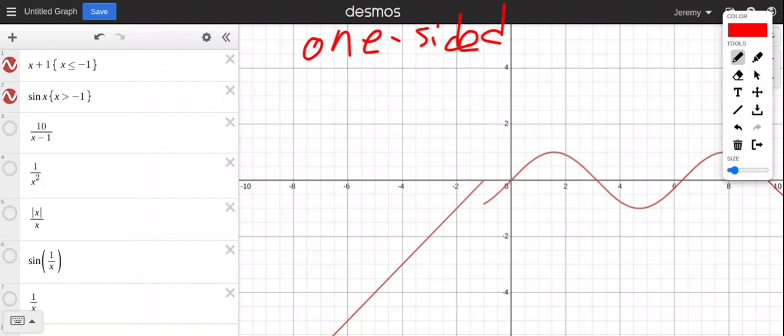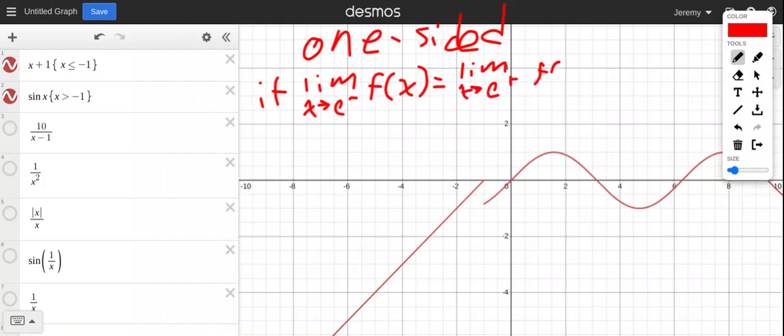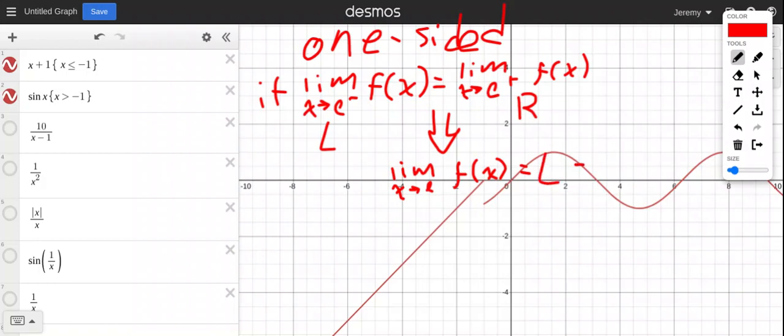In order to define a limit, what needs to be true is that if the limit as x approaches c from the left of f of x is equal to the limit as x approaches c from the right of f of x, then you can conclude that the limit of f of x as x approaches c exists. I'll call that common value L. Then you will say the limit of f of x as x approaches c is equal to L, which is equal to R.